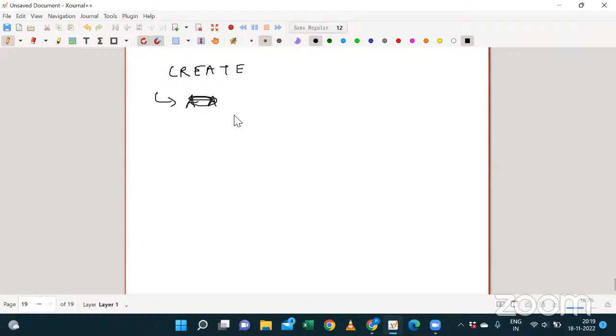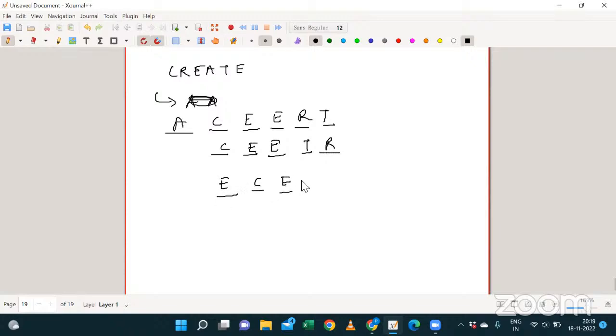For the ascending order, the first letter should be A. What should be next? How many letters remain? Six, maybe R, E, A, T. Yes, sir. If you are going in dictionary order, it will be C, then E, then R, then T. Similarly, then C, then E, then T, then R, then E, then C, then E, then T, then R. You have to consider all the cases.